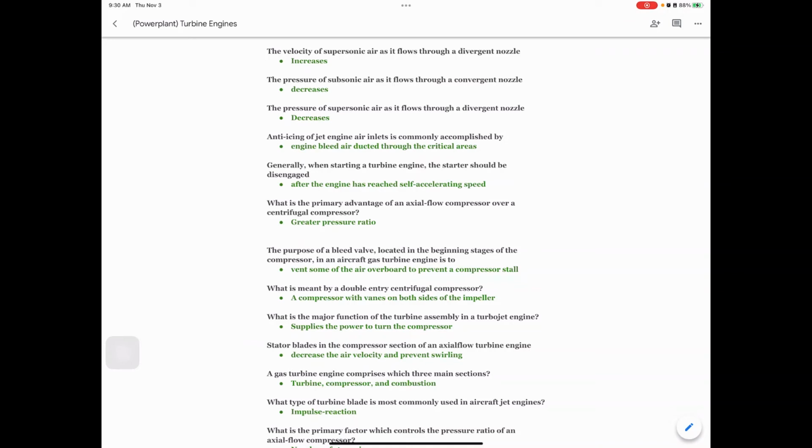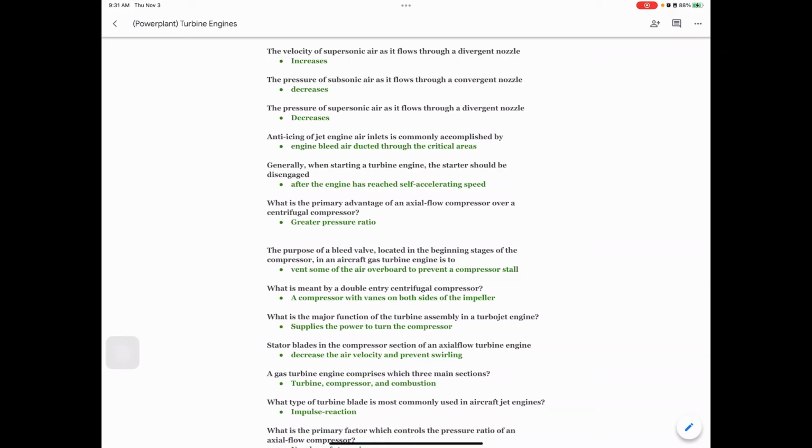What is meant by a double-entry centrifugal compressor? A compressor with vanes on both sides of the impeller. What is the major function of the turbine assembly in a turbojet engine? Supplies the power to turn the compressor. Stator blades in the compressor section of an axial flow turbine engine decrease the air velocity and prevent swirling. A gas turbine engine comprises which three main sections? Turbine, compressor, and combustion. What type of turbine blade is most commonly used in aircraft jet engines?